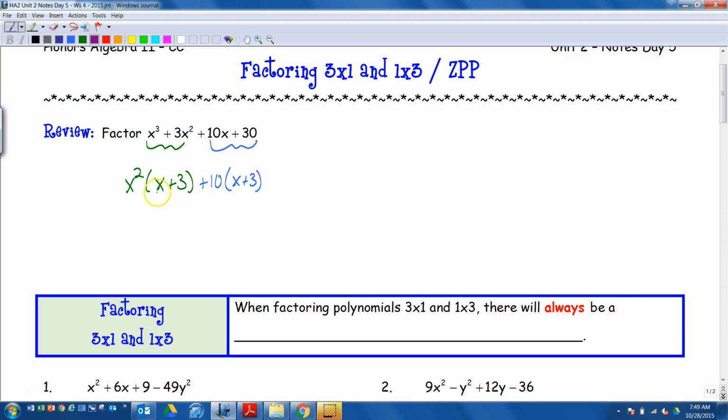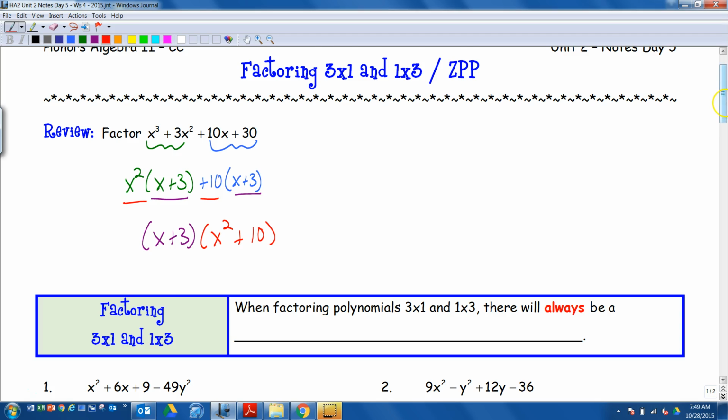And then what you do is you take one of the parentheses pieces, as long as they match, and that's one of your factors. And then you take the outside pieces and that forms your other factor. And that's it. So we have x plus 3 and x squared plus 10.